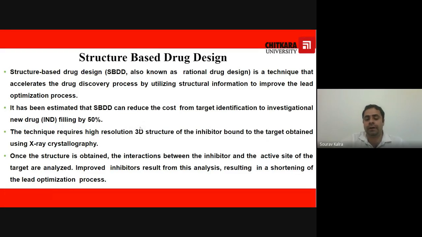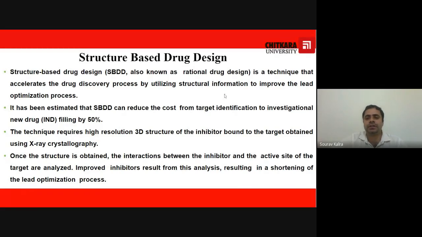It requires a 3D structure of an inhibitor bound to a target, and the structure obtained with the interaction between the inhibitor and the active site of the target is analyzed. By this, we can find that our protein is bound with the inhibitor in the active site, and we can easily find whether our inhibitor has potential against that protein or not using this structure-based technique.